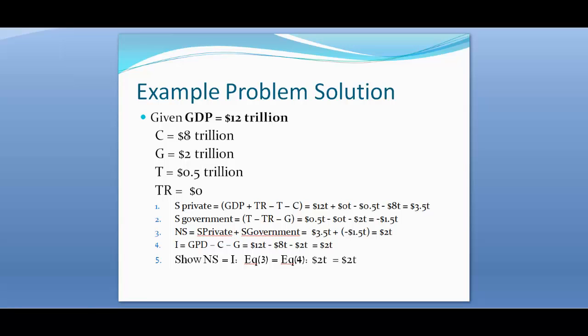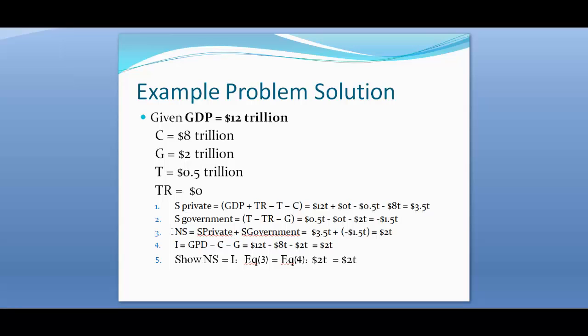We were given that GDP equals $12 trillion. Consumer spending is $8 trillion, government spending is $2 trillion, and taxes are $0.5 trillion, with transfer payments being 0. S private is equal to the equation GDP plus TR minus T minus C. Therefore, substituting our numbers into the equation, S private equals $12 trillion plus 0 in transfer payments minus 0.5 in taxes minus $8 trillion in consumer spending. So therefore, S private equals $3.5 trillion.